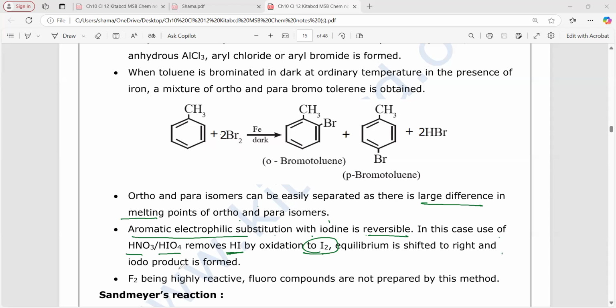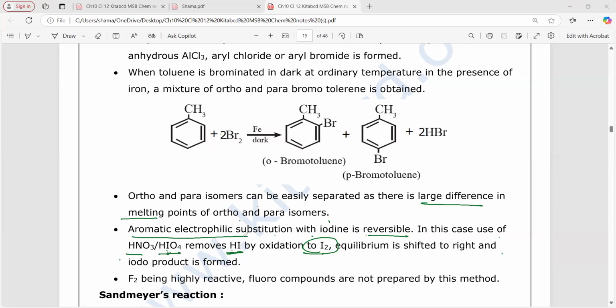Hence the equilibrium is shifted to the right and the iodo product is formed. Means in this case, what you have to use? You have to use nitric acid in the presence of a hypohalic acid like HIO4. These two mixtures you should use. It will remove the hydrogen iodide from the reaction and hence your reaction will shift to the right hand side.